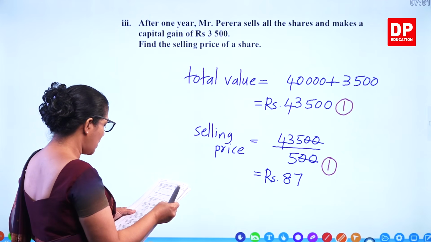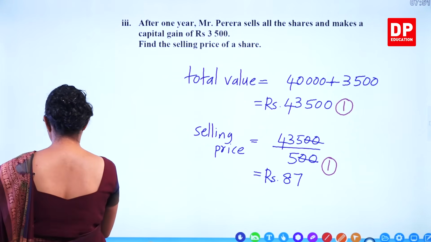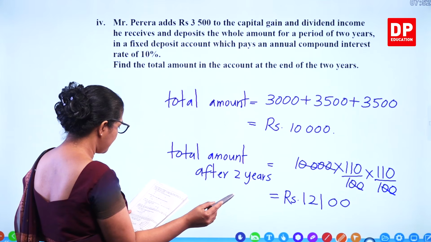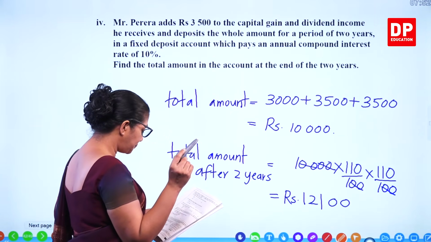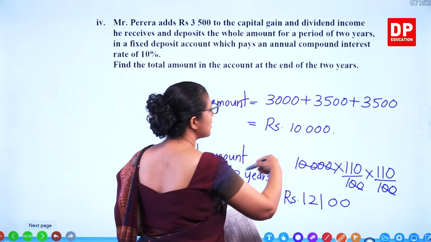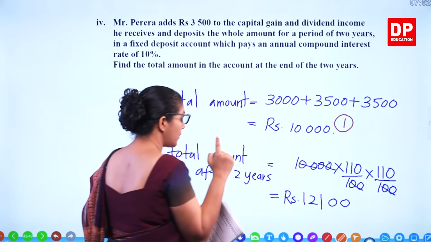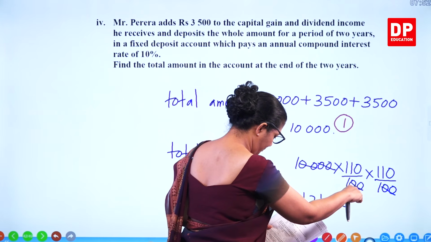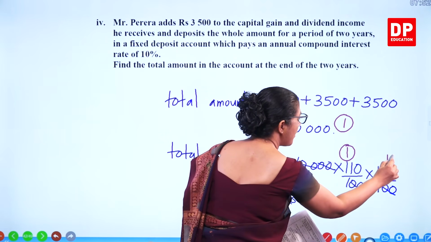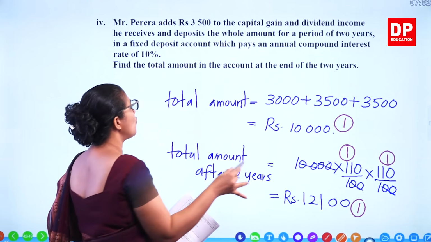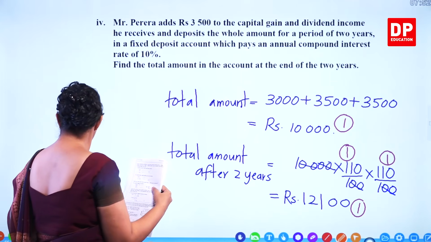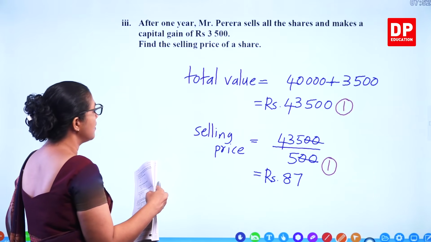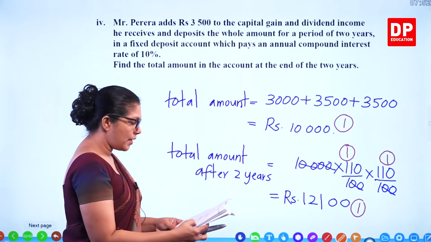And the last part, 12,100. 12,100 again, you get for this part 4 marks. So you get 1 mark for finding the value and 4 marks here. So you get 1 here. So this part 1, 1 and another 1. The whole part is 4 marks. So 4, 2, 6, 6, 4, 10. So 10 marks for question number 3.